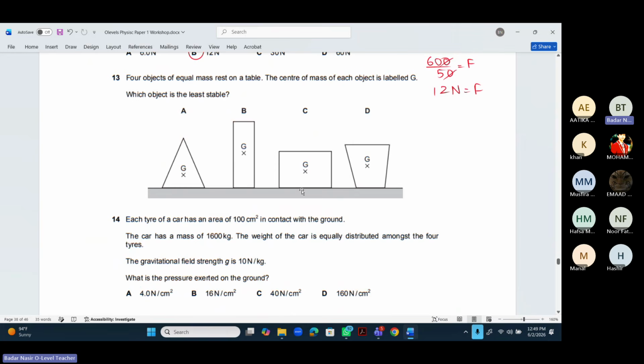Four objects of equal mass rest on a table. The center of mass of each object is labeled G. Which object is the least stable? So, which object is the least stable? The one whose center of mass is very high. So which has the highest center of mass? This one, so B is the answer.